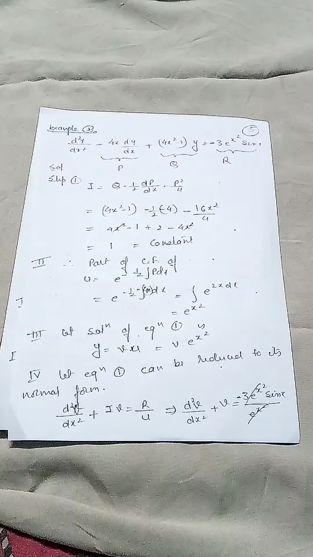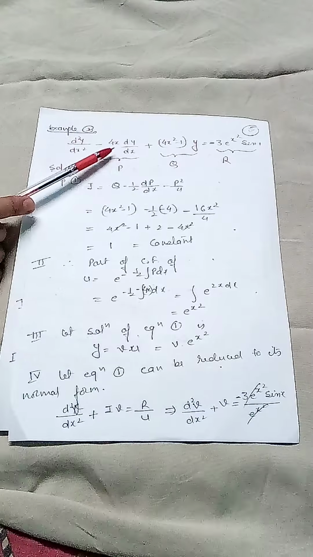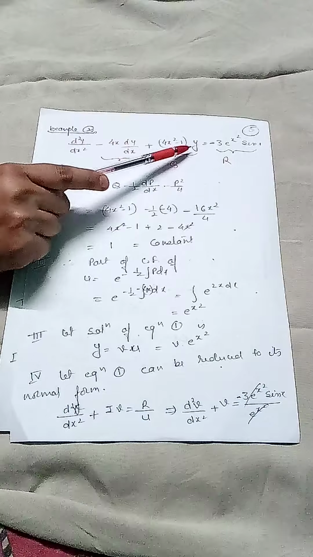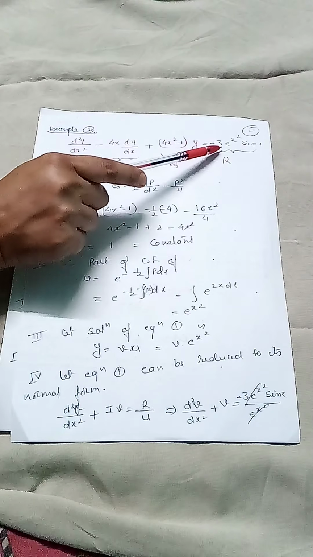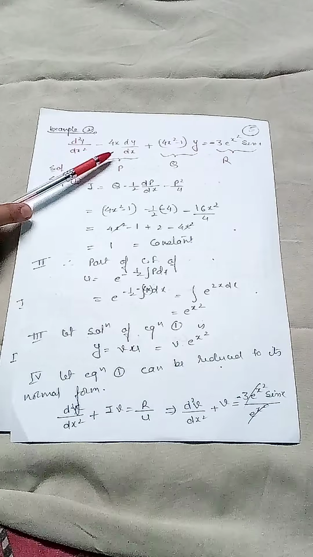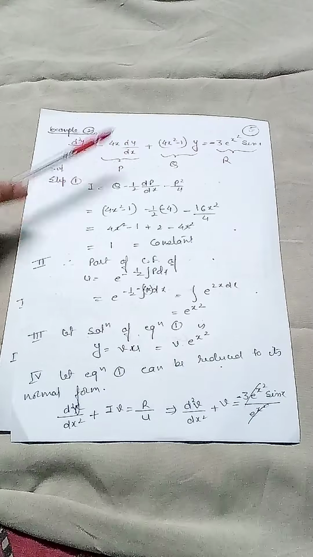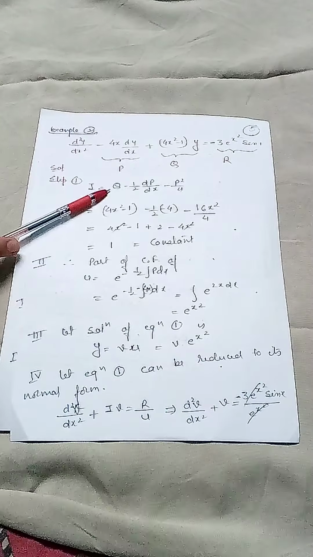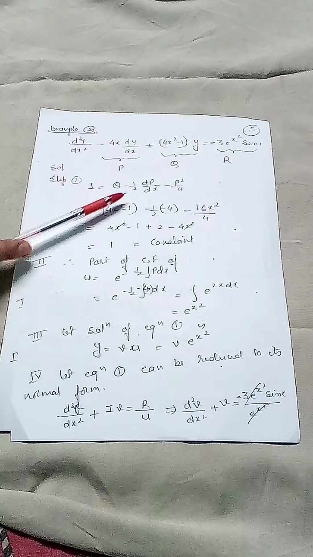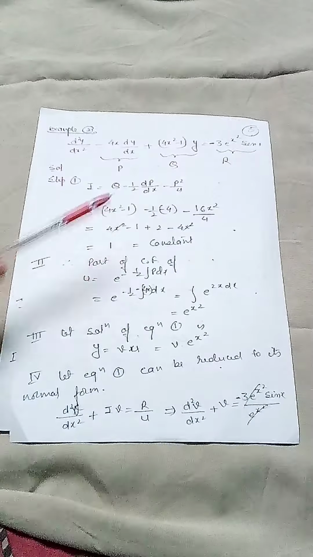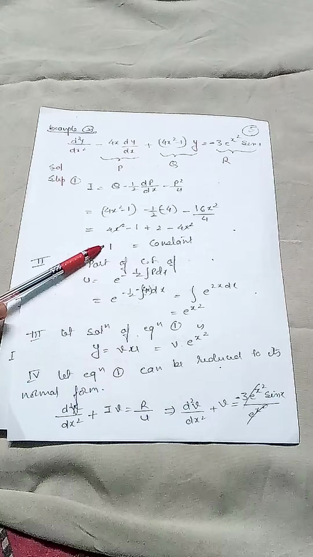Now we consider another problem. d2y upon dx square minus 4x dy upon dx plus 4x square minus 1 times y is equal to minus 3 e raised to x square sin x. Then compare with the standard form. It is p, it is q, it is r, and find I, which is the same as q minus half dp upon dx minus p square by 4. Putting these values and solving, it will be a constant.